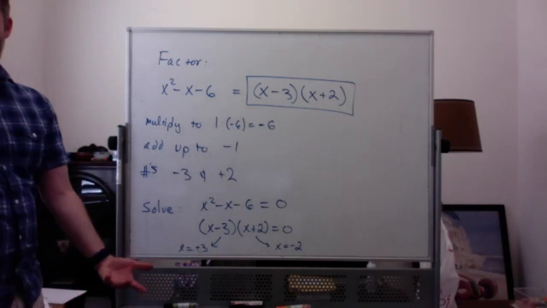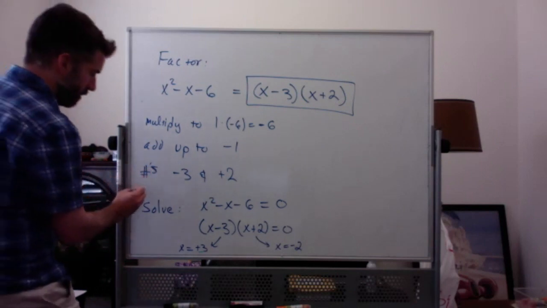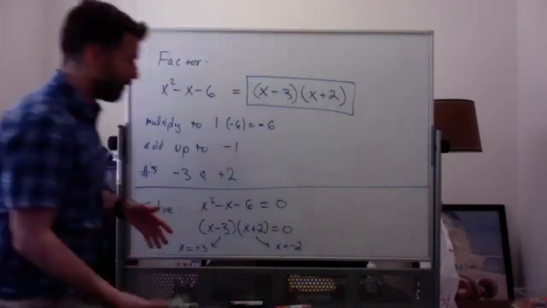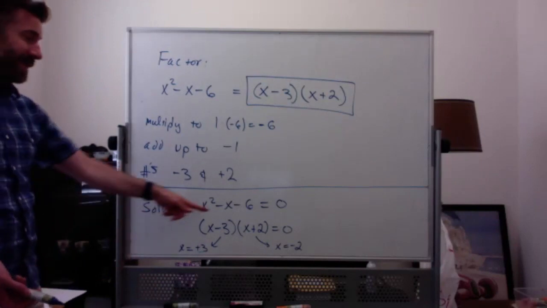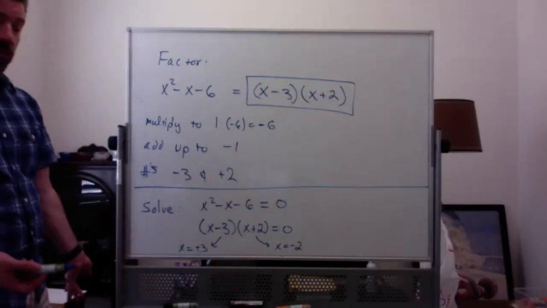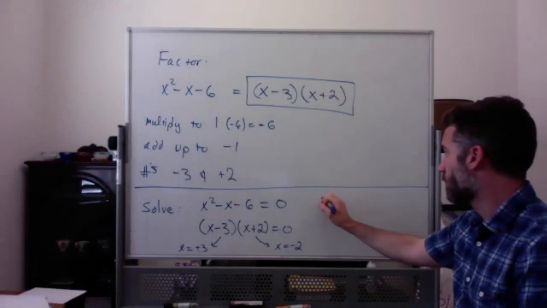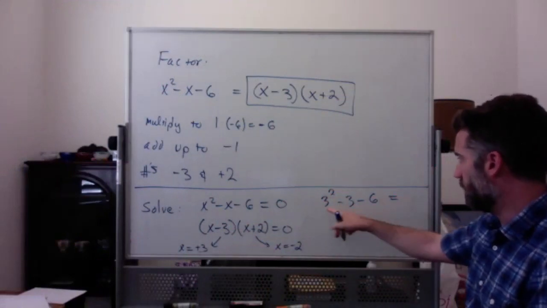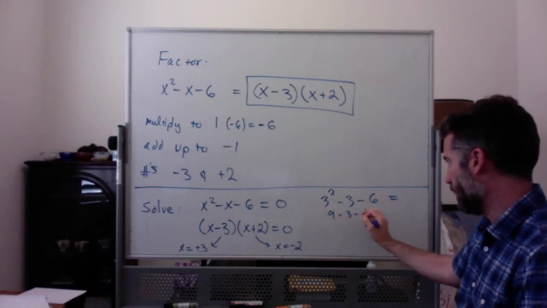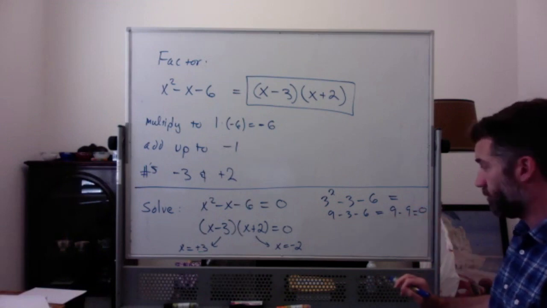We can also check our answers, right? If we're in the part of the problem where we're solving this equation equal to something, and you're ever unsure about your answer, you can always plug it back into the original. If I plug in 3, 3 squared minus 3 minus 6 is 9 minus 3 minus 6, which is 9 minus 9, which is 0.